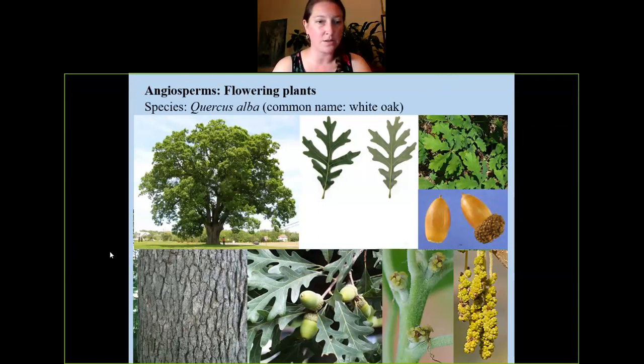Let's change colors. Here's what the female flowers look like in case you're interested. Here's what the male flowers look like. Doesn't really matter. The point is that they're both on the same plant.